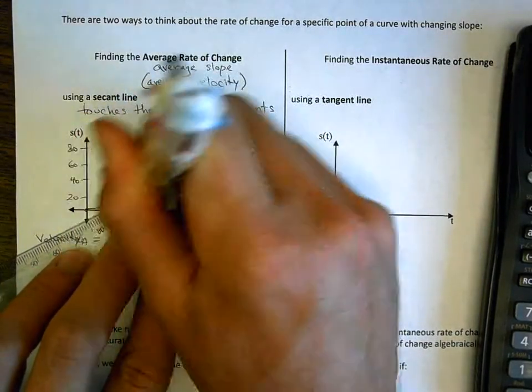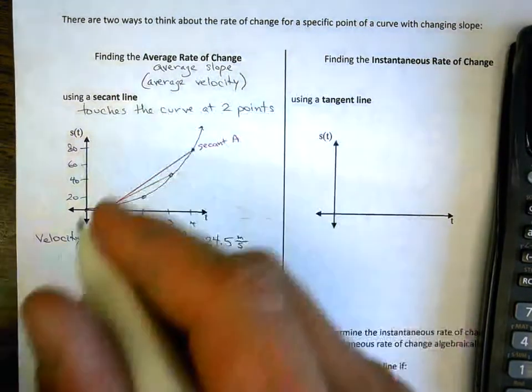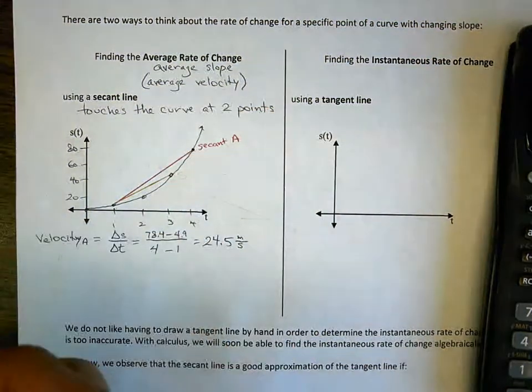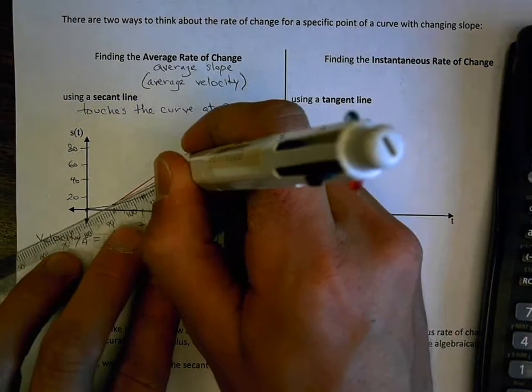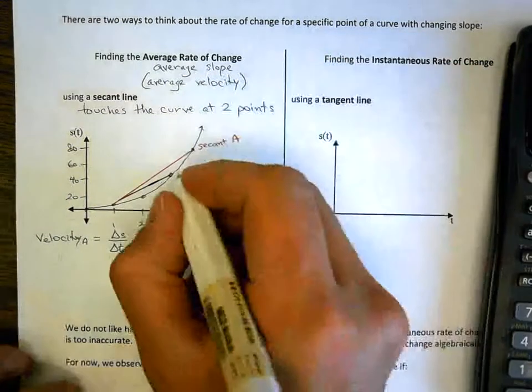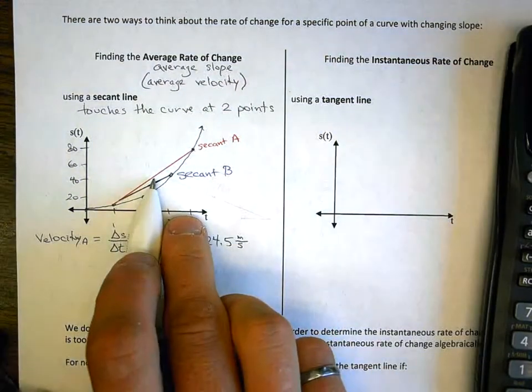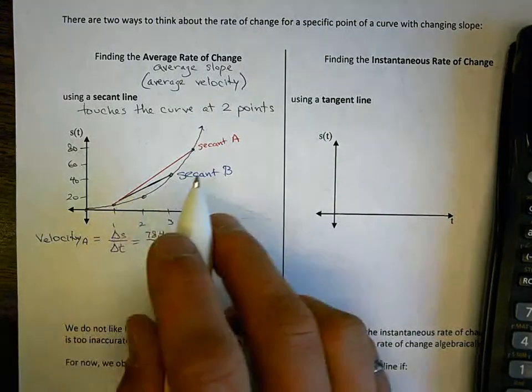So I'm going to get a different color. I'm going to draw a second secant line. Oh, that's not a great color. Let's use blue. It's a little easier to see. My Muji pen betrays me. So there's my secant line. I'm going to call this secant B. Secant B already looks a little better. It's a little flatter. It's a better estimate.